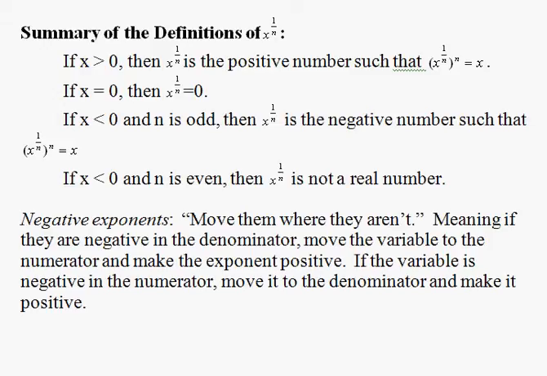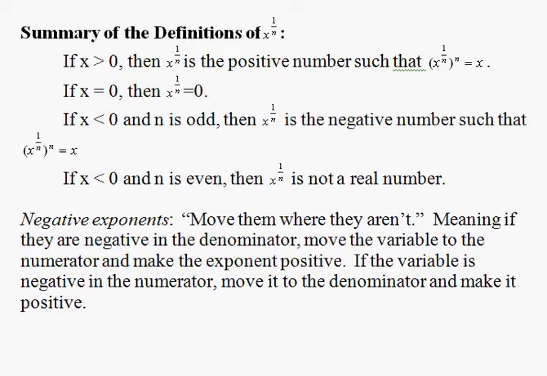First definition says, if x is greater than 0, and I'm raising x to the 1/n power, what you get is a positive number such that if I then raise it to the nth power, which is the denominator, of course, 1/n times n gives you n/n, that's 1. So that's like x to the first power, which is x. If x is equal to 0 and I raise it to the 1 over n power, well, 0 raised to any power is 0 because it just means you're multiplying 0 that many times.